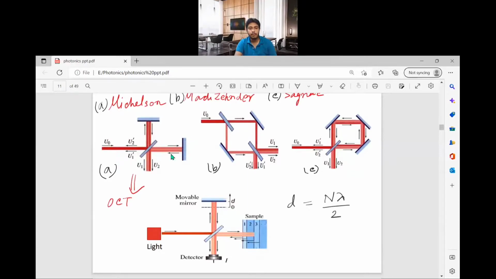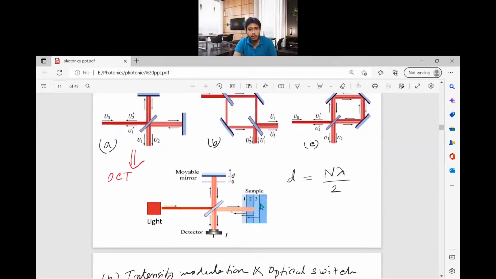One mirror you can move, so accordingly your interference pattern will change because the path difference will be different, so you get different phase differences. It can also be used for the measurement of refractive index. If you insert any refractive medium here, that will change the path difference, so you can measure the refractive index in this Michelson interferometer.